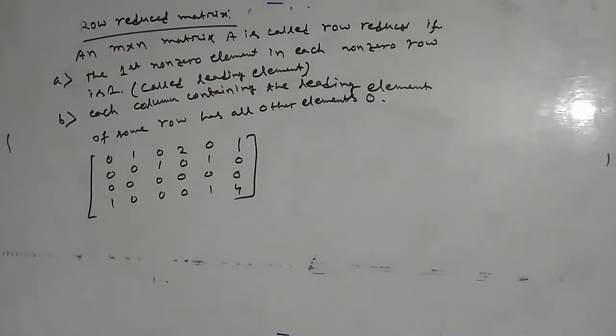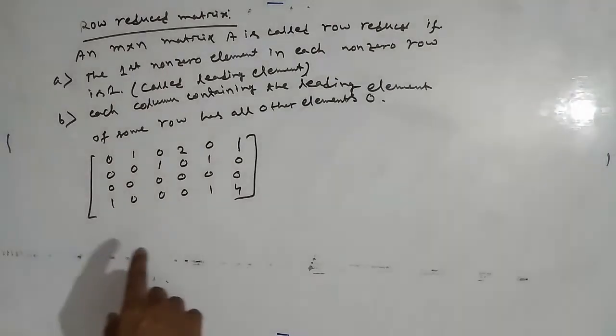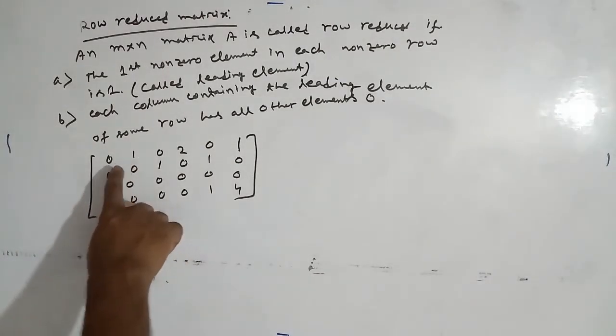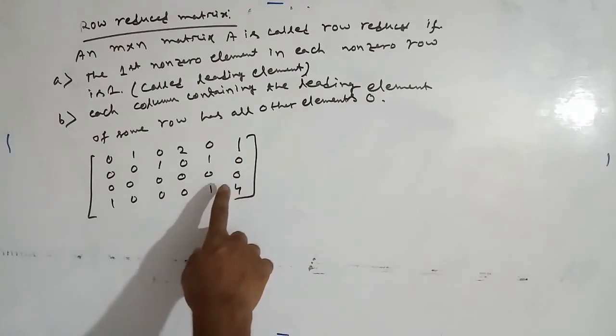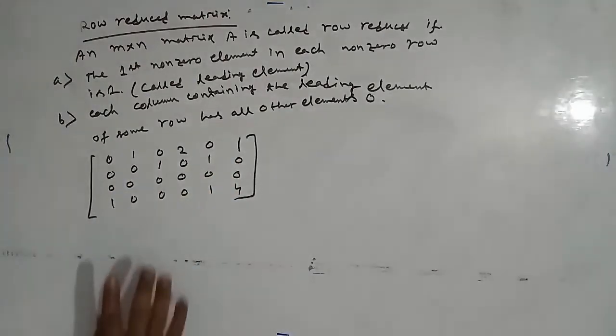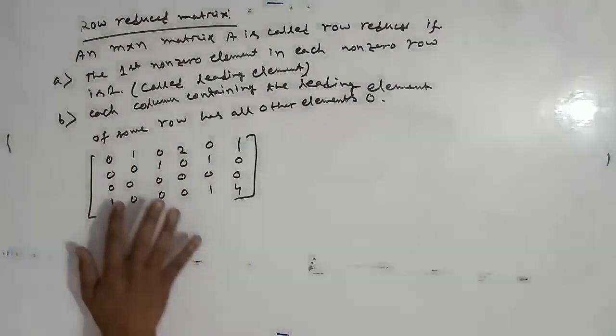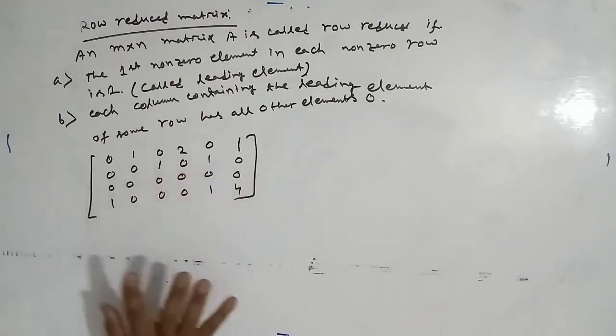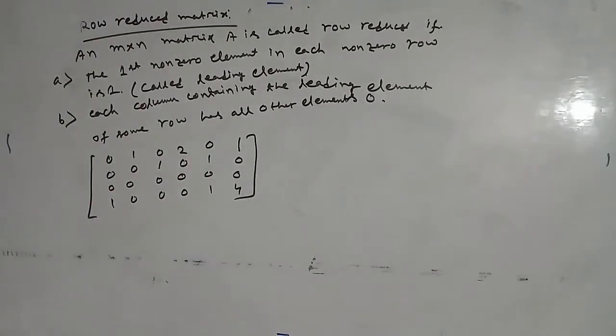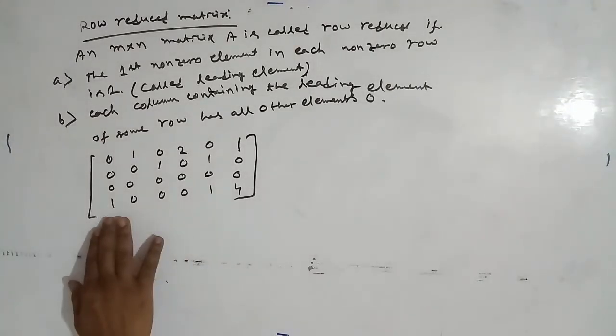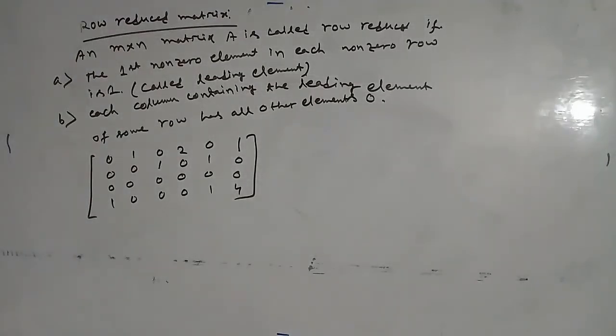Now you match the conditions. First condition: the first non-zero element in each non-zero row is 1. Now you see the first row, and the first non-zero element of this row is this, and this is 1. So this is the leading element. The leading element of the second row is this, and this is 1. The third row is a 0 row. We have to check only the non-zero rows. So this is a non-zero row and the leading element is this, and this is 1. So the first condition is satisfied.